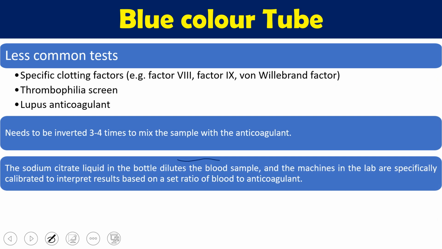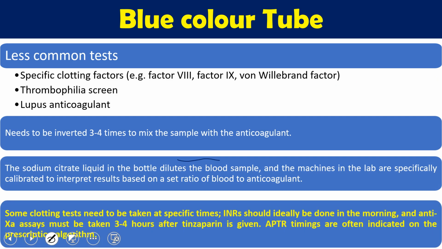So if you collect less blood in the vial, there will be more anticoagulant and less blood, whereas the machine is already set for a fixed ratio of blood and anticoagulant. So whenever we collect blood, we have to collect it up to the marking on the edge of the bottle. That is the important point you need to remember in this case.